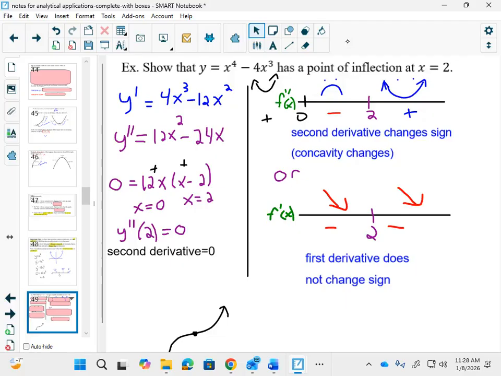But generally, the first way is intuitive. If it changes from concave down to concave up, that's what the definition of an inflection point is. That's the easiest. But the only way that that can happen is if the derivative stays negative or stays positive at that point.